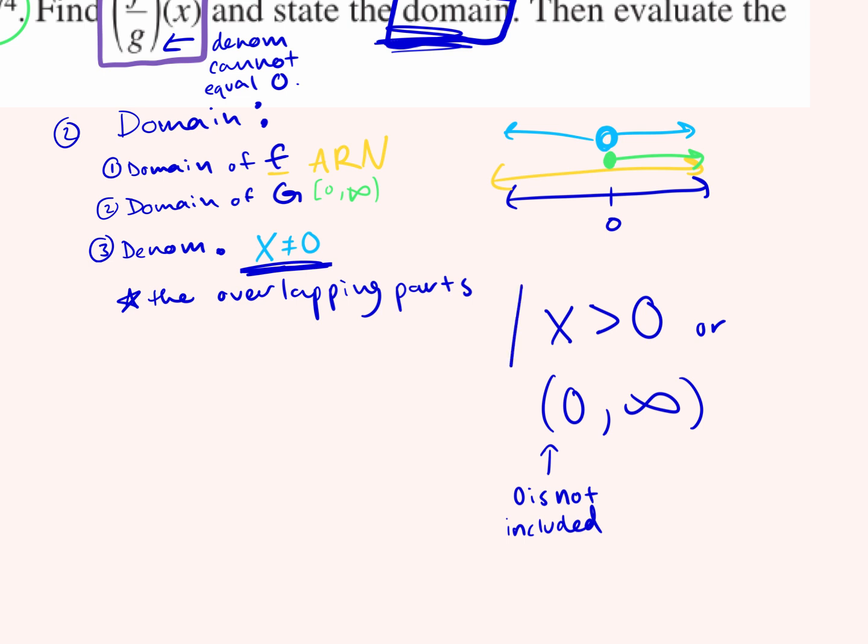You can write your domain as one of these 2 ways. Either way is fine. Whatever way you like better, you can stick to that way. So x is greater than 0, or you could say from 0 to infinity.